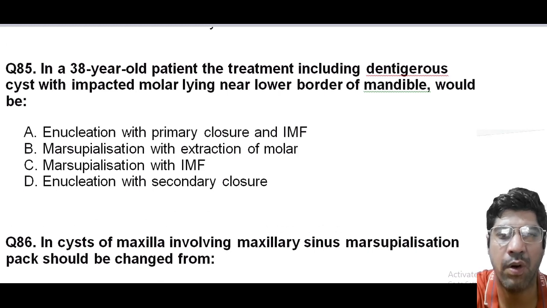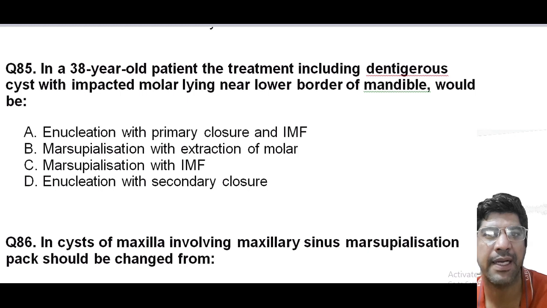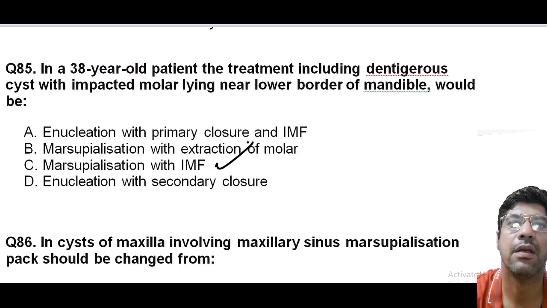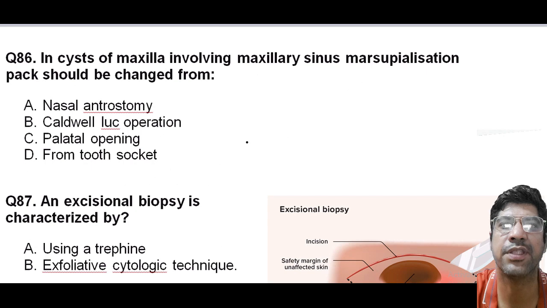In a 30-year-old patient, the treatment of a dentigerous cyst with impacted molar lying near the lower border of mandible would be, answer is C. Already discussed this question.